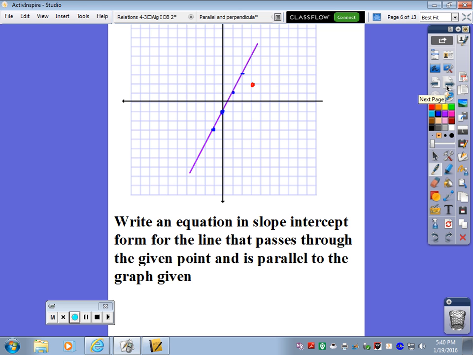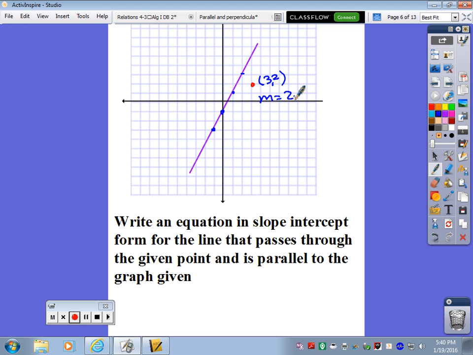So most of the time you'll get questions that say write an equation in slope-intercept form for the line that passes through the given point and is parallel to the graph given. So here, the point is 3, 2. That's my point. And then the only thing I need from the original line is the slope. 1, 2, 1. This slope is equal to 2. So my new line has to be parallel, so the slope is 2. And the point it's going to go through is 3, 2.